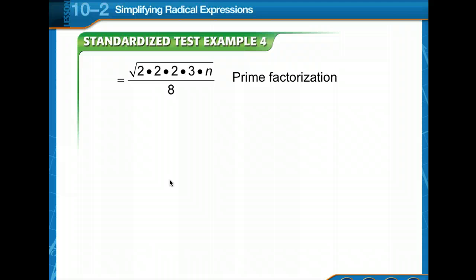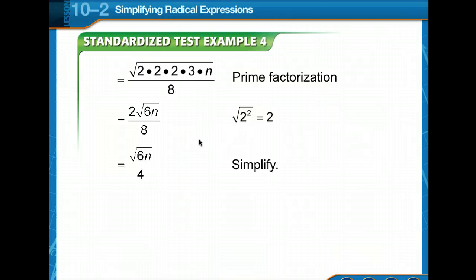Now we're going to do prime factorization on our numerator, see if we can simplify that any. So we can pull out one set of 2's. We're left with 2 times 3n. So square root of 6n over 4. So the correct choice was D on that one.